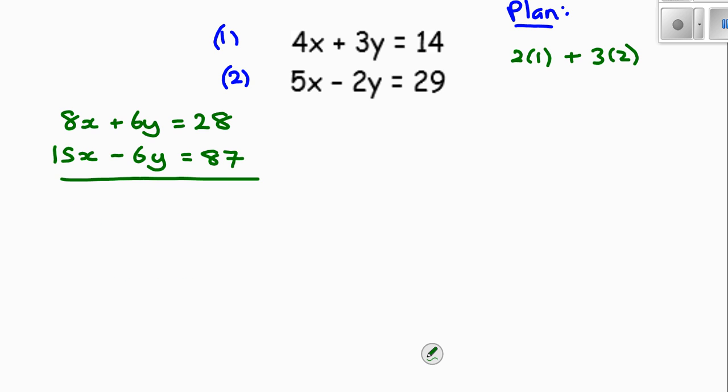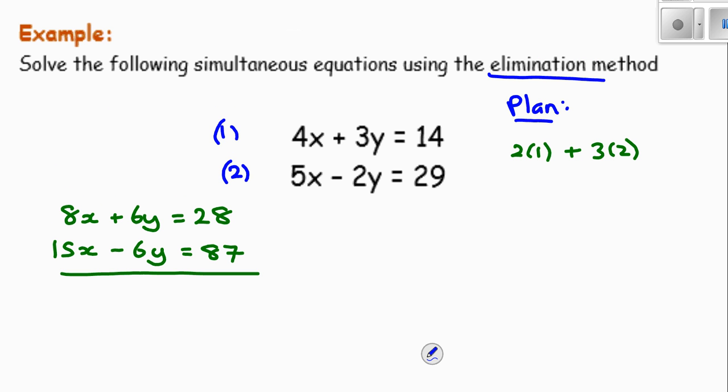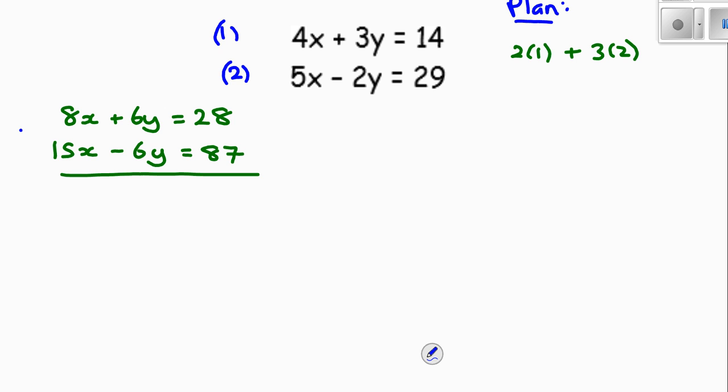And are we adding them or subtracting them? That's why it's good to have a plan, because let's add. It's adding all of these. So it's 8x plus 15x. That's right, that's 23x. 6y plus negative 6y just cancels out. 28 plus 87. If you're struggling with this, what's 80 plus 20? Let's write 100. What's 8 plus 7? 15. So 115. So therefore x equals 115 divided by 23.